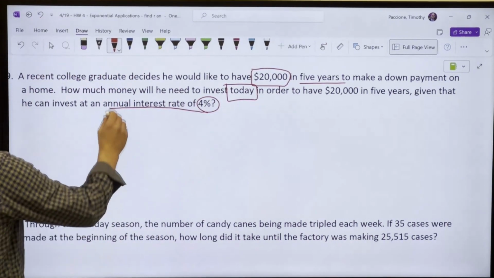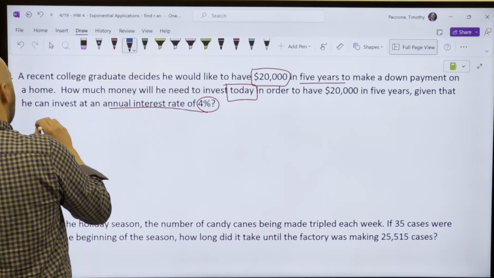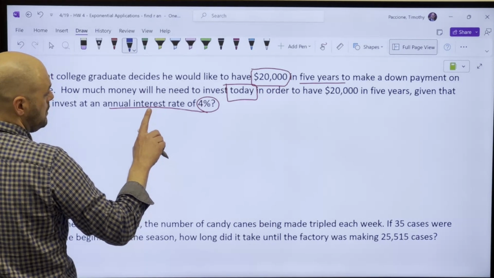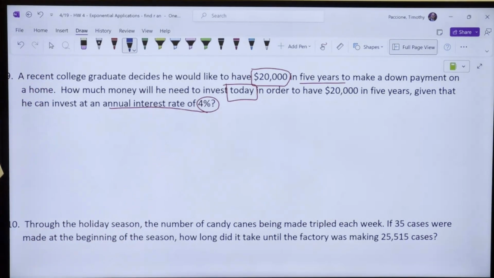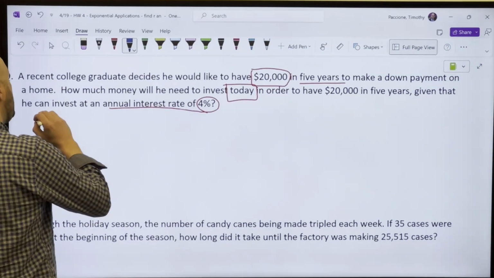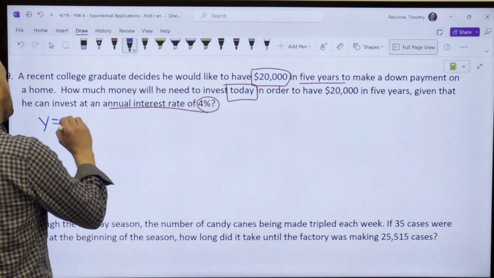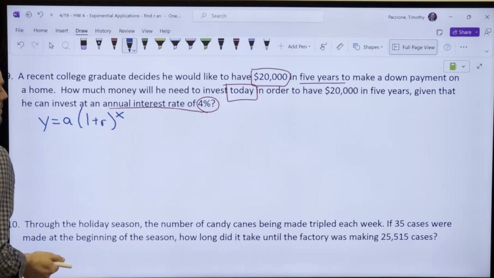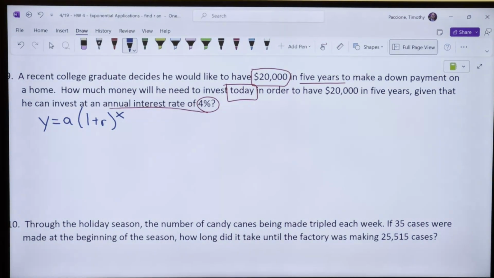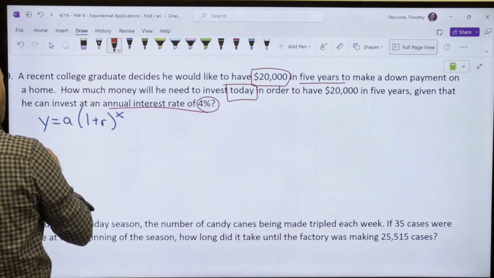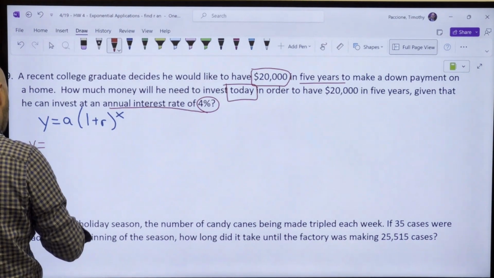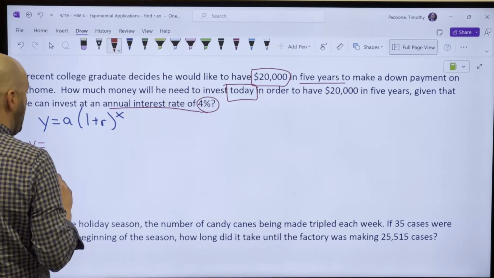Okay, so what we always do is our little analysis. First of all, is this thing going up or down? Well, he wants to save, so it's going to go up. So we know our equation will be y equals a times 1 plus r to the x. Now we think about what pieces we have and what pieces we don't. y equals, a equals, r equals, x equals. What do I have? What do I not have?